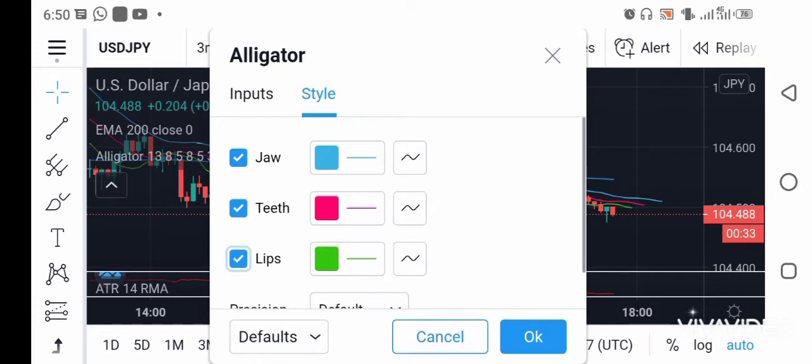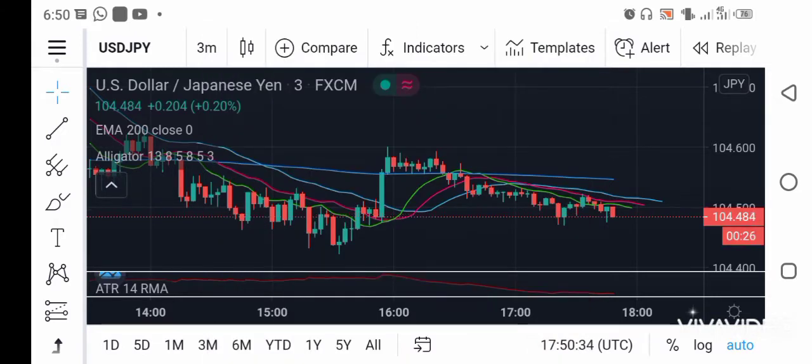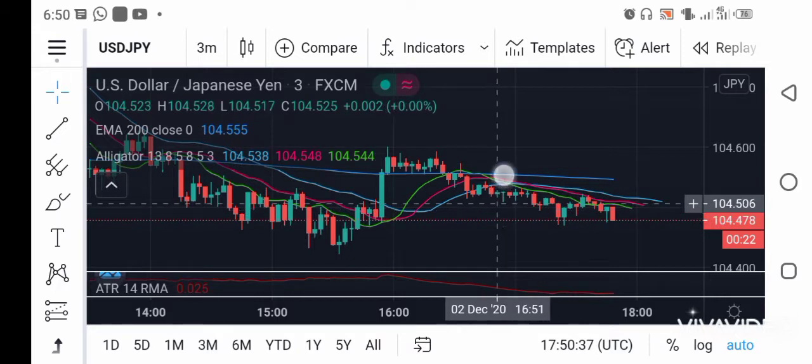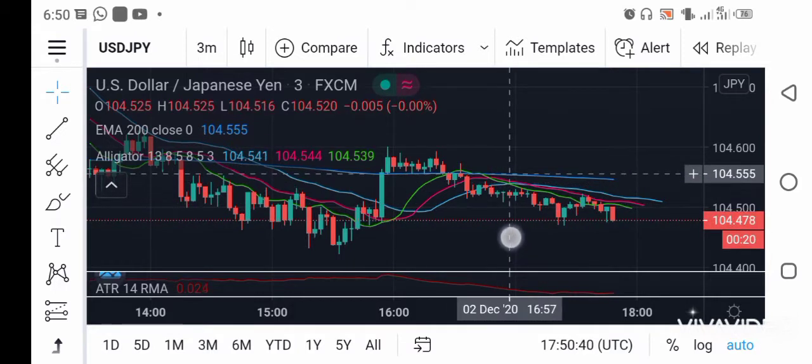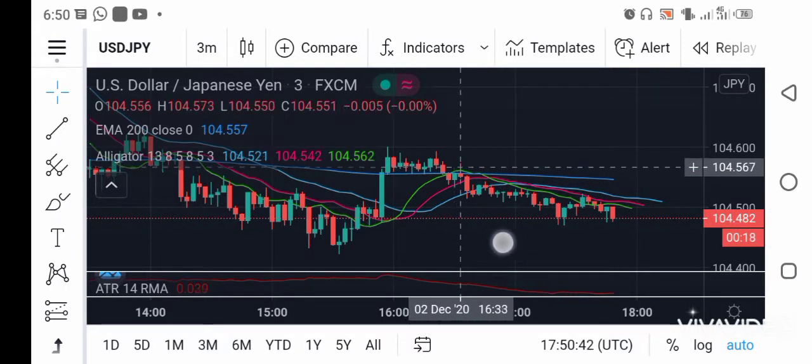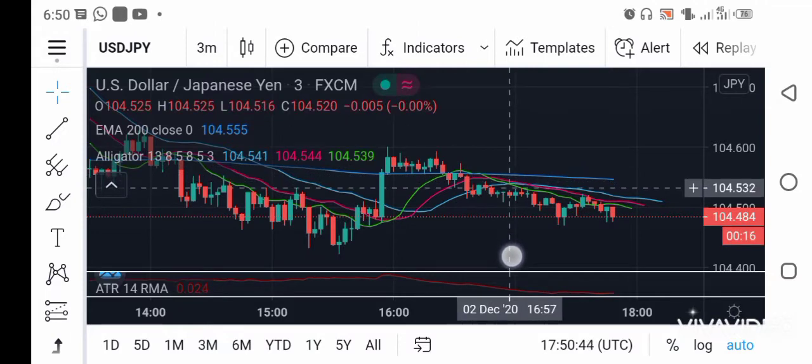So what you want to look for is when the lips, which is the green line, is crossing over the teeth and the jaw. So let's check that out. As you can see at this point, like I said, I kept the 200 EMA there to filter out bad trades, which means to tell me where the trend is so I can take trades in the direction of the trend.